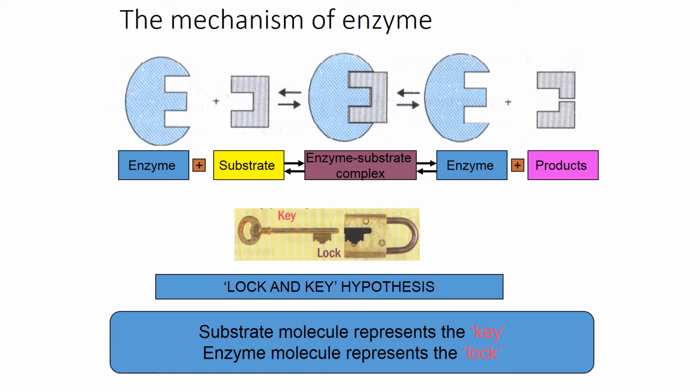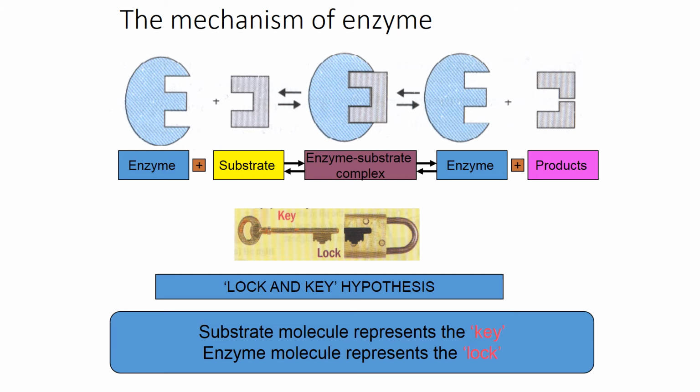Next is the same thing that we have discussed in the previous slide, which is the mechanism of enzyme. It involves the enzyme binding to the substrate. It will form the enzyme substrate complex. After the reaction, the enzyme remains its shape while the product is formed. So this shows the lock and key hypothesis.